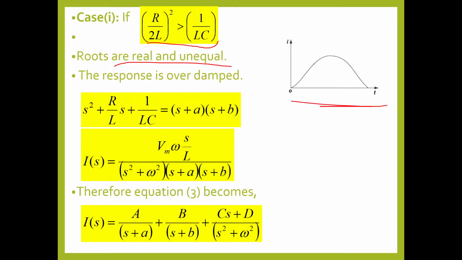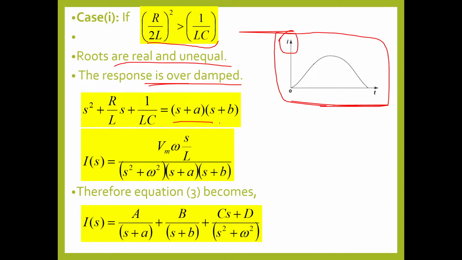This is the plot that you get for the current response when the roots are real and unequal. The response will be an overdamped response. Since the roots are real and unequal, we have (s+a)(s+b), where a and b are real values and a and b are unequal values.